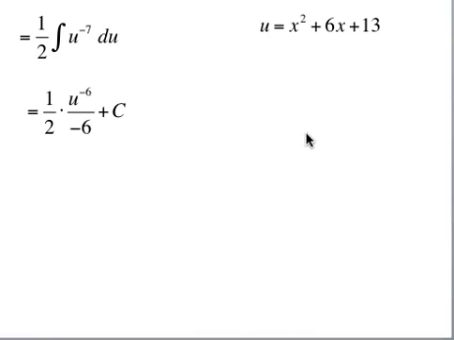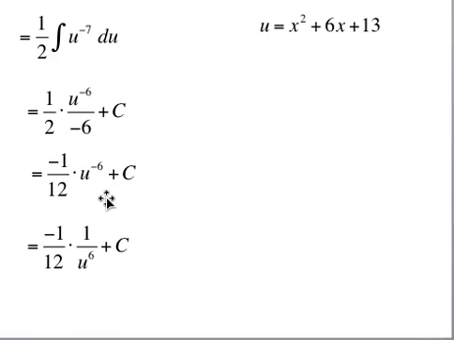And indeed, using our power rule, x to the n plus 1 over n plus 1, u to the negative 6 over negative 6. 2 times negative 6, negative 12. The fraction here will be negative 1/12 of u to the negative 6. But what does u to the negative 6 mean? It means 1 over u to the 6th.